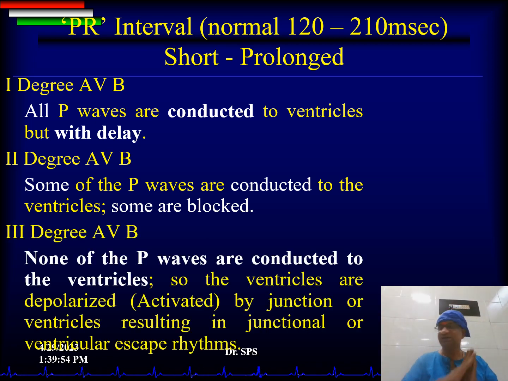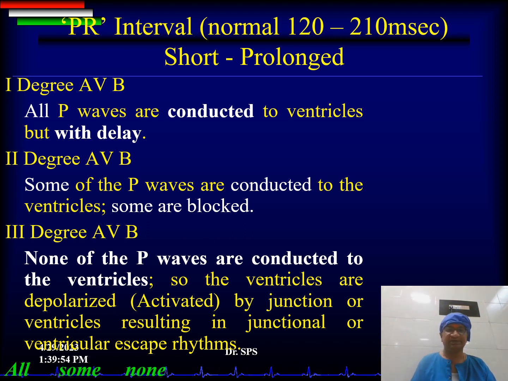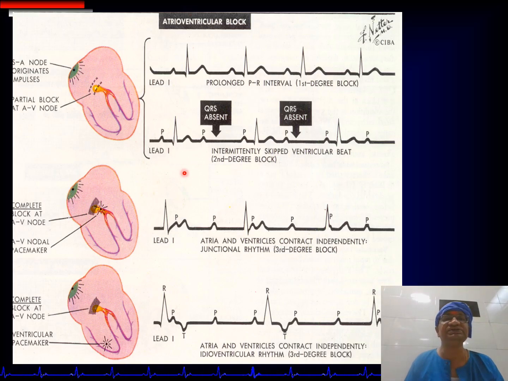Third degree block is when there is no connection between P waves and QRS complexes. P waves are running like this and QRS complexes are running separately. So this is what is called third degree heart block. So it is all, some, none. Now we can see this is lead one. You can see the PR interval is prolonged here. So this is first degree AV block.